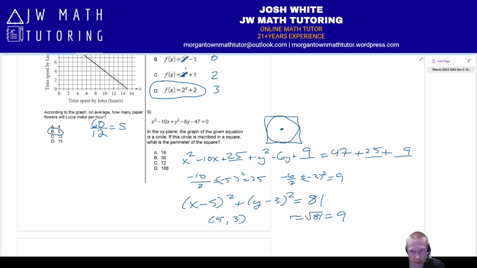So what that means is, here we have the circle inside the square. We have a radius here of 9. We have a radius here of 9. Therefore, this side of the square, which will be equal to the diameter, is 18. Therefore, the perimeter is just going to be 18 times 4. And that means the perimeter of our square is going to be 72. So the correct answer for this one is going to be letter C.